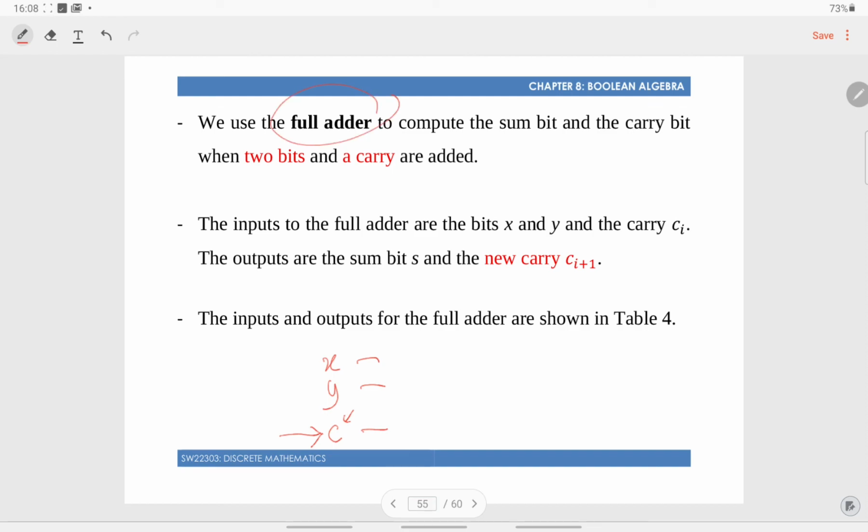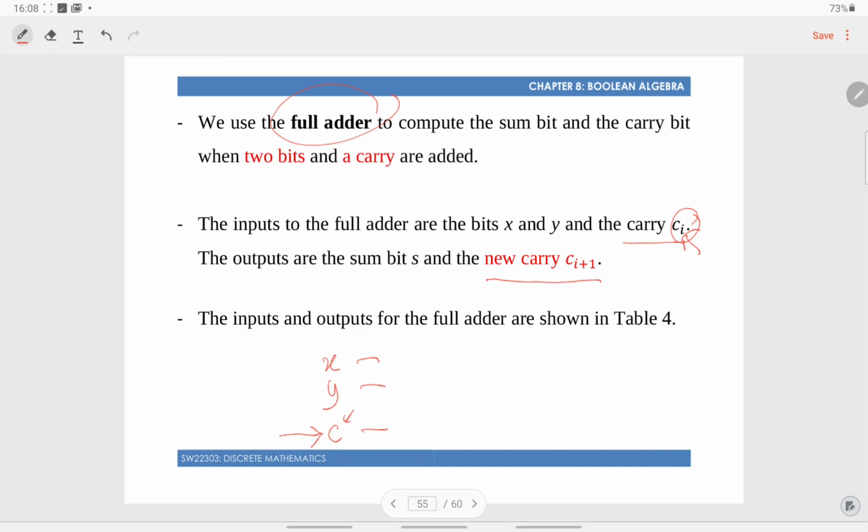We use the full adder to compute the sum bit and the carry bit when two bits and a carry bit are added. The inputs to the full adder are the bits x, y and the carry ci. That means it can be more than one carry bit. The outputs are the sum bit s and the new carry bit. So the output for the full adder produces our sum bit, which is the original output. Another one is the carry bit. Because previously it is ci, the new one is ci+1.